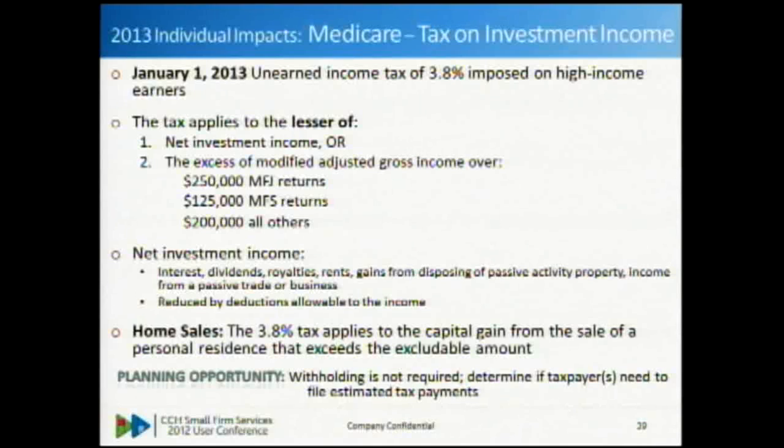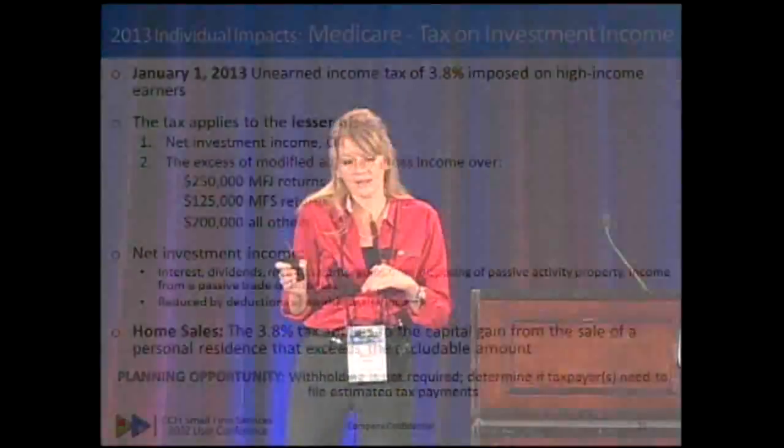Net investment income is your traditional definition: interest, dividends, passive activities reduced by expenses. But one to be aware of here is home sales. Any sale of a home in which the capital gain exceeds the excludable amount is subject to the 3.8%. The IRS anticipates coming out with a schedule to calculate this. It is not going to be a straightforward and easy calculation. They are currently finalizing the definition of what exactly net investment income is for purposes of this additional Medicare tax.